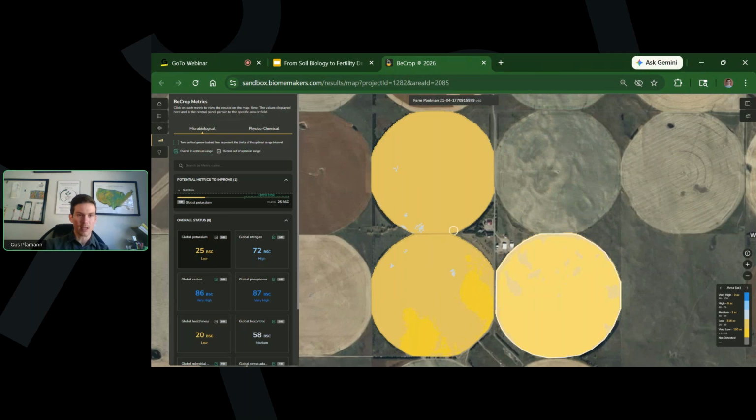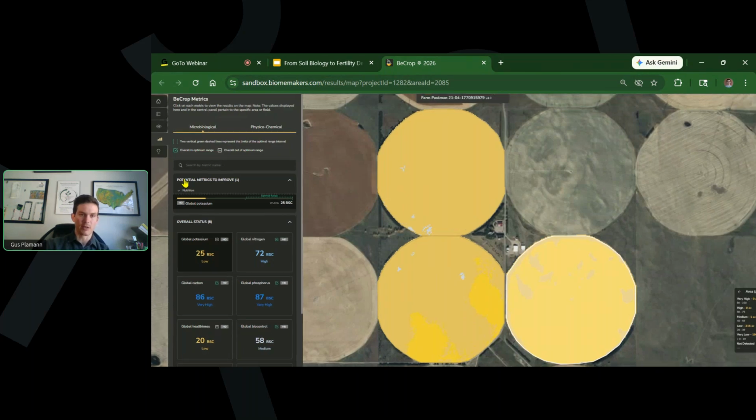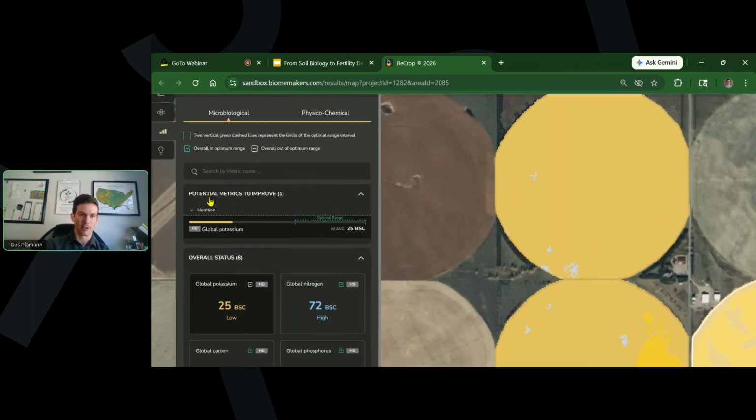So in this particular case, first of all, with BeCrop Farm, what it immediately highlights are potential metrics to improve here in the results toolbar. So any agronomically vital metric. So this potential metrics to improve section really prioritizes the metrics that we know relate to important crop-related factors that can be bottlenecks to yield. So think of macronutrient cycling pathways, major diseases, things like that we know just from a basic agronomic philosophy can be significant hurdles to crop productivity.